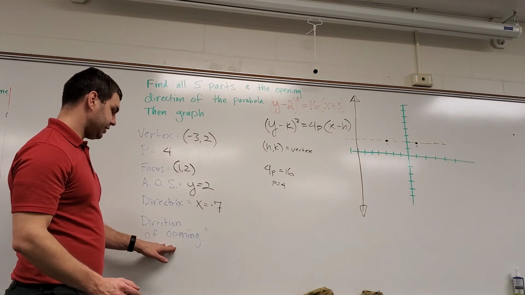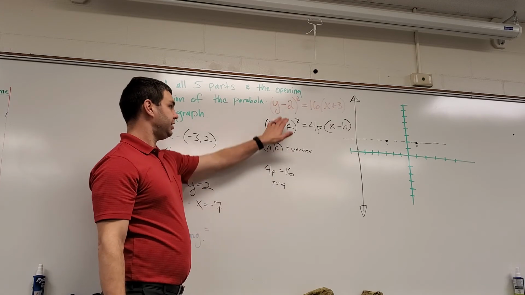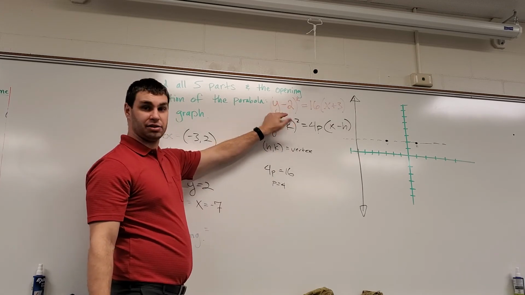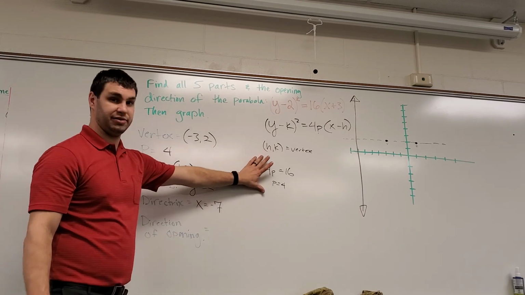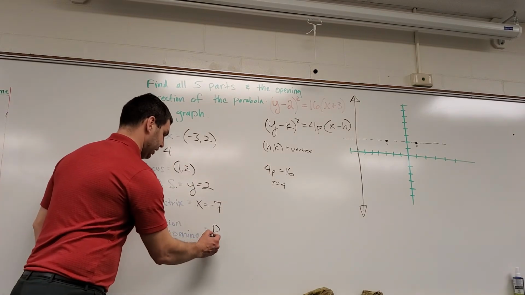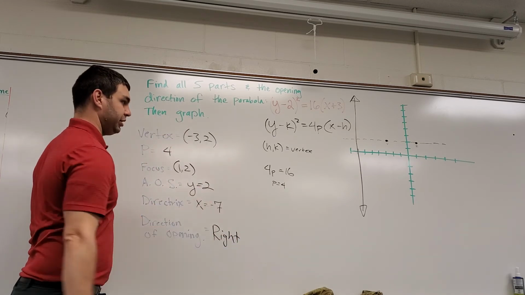And then earlier I said that this is opening to the right because our p-value is positive, and if the y's are the squared part, then it either opens left or right, and positive means it's going to the right. So we have right here. All right, so we got everything that we need, all 5 parts plus our opening direction.